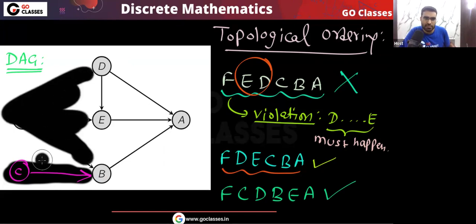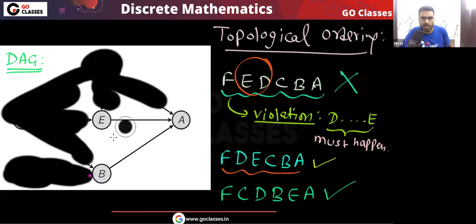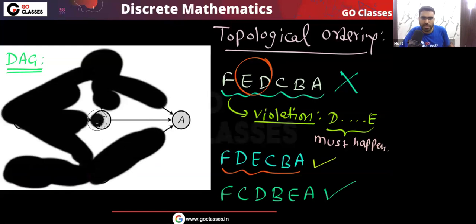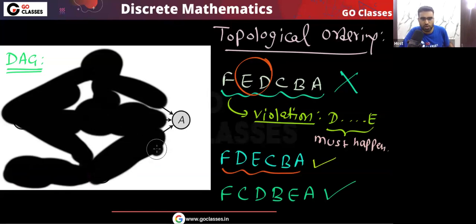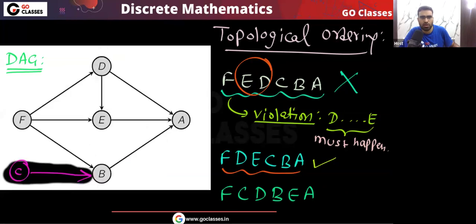Now, can I take C? Yes, I can take C because C has no incoming edge. Now, can I take D? Yes, I can take D because D has no incoming edge. Can I take B? Yes, B has no incoming edge, so I can take B. Then I can take E because E has no incoming edge. And finally, I can take A. So this is the topological order.